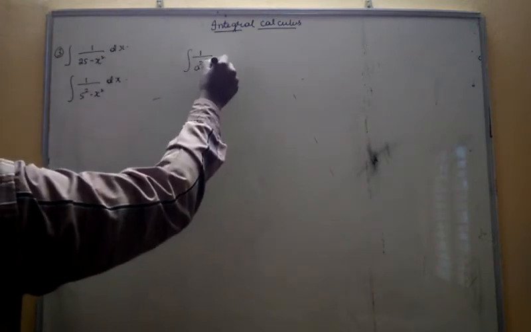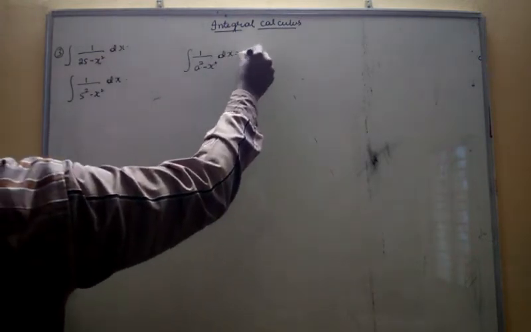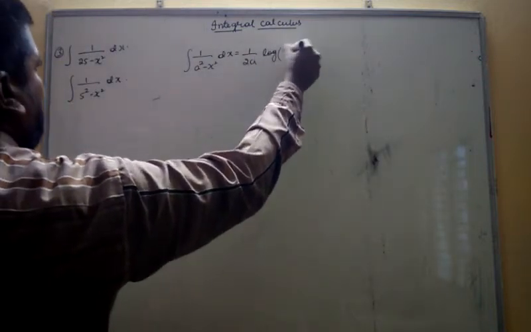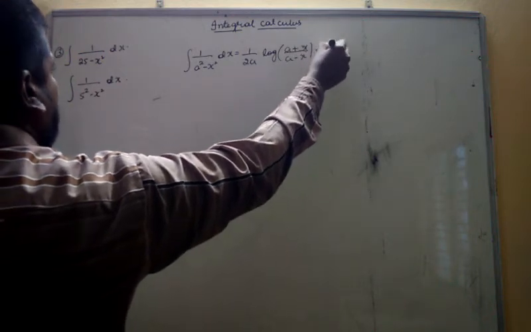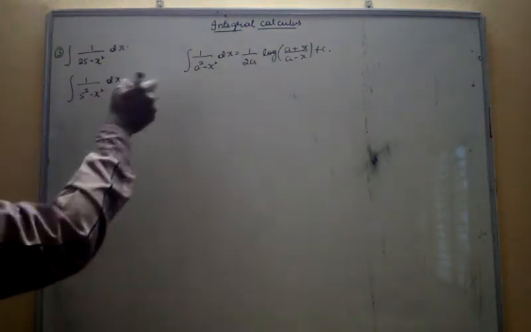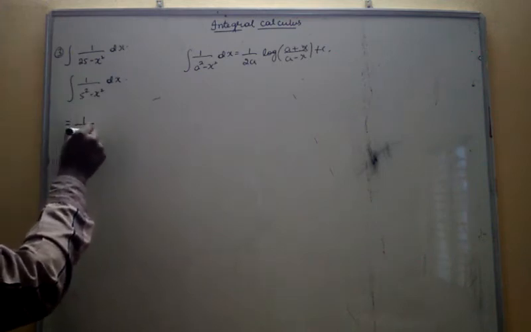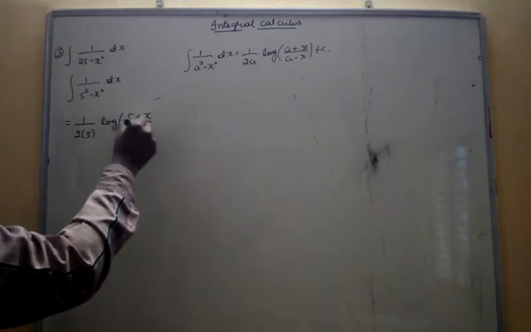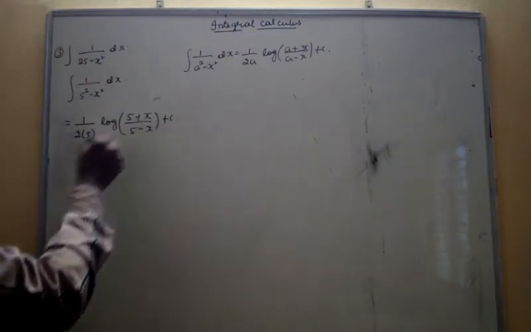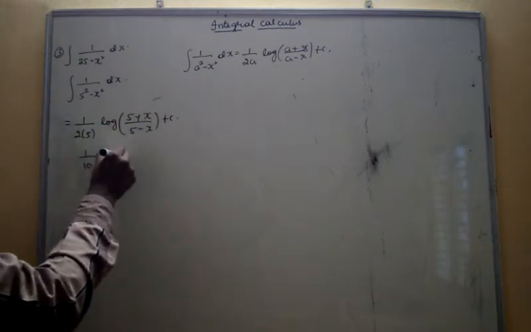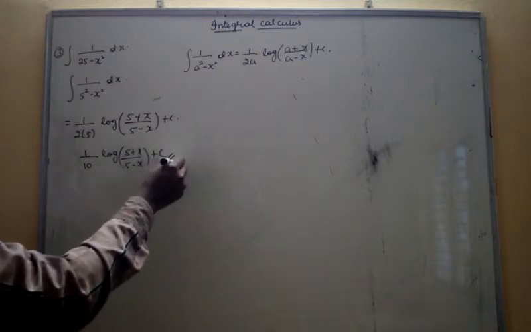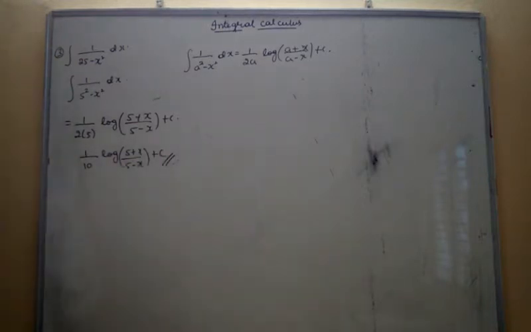Then a square minus x square dx is equal to 1 by 2a log of a plus x by a minus x plus c. That can be written as, if you apply that identity, 1 by 2 into 5 into log of a, means 5 plus x by 5 minus x plus c. That can be written as 1 by 10 log of 5 plus x by 5 minus x plus c. Okay, take down the next problem.